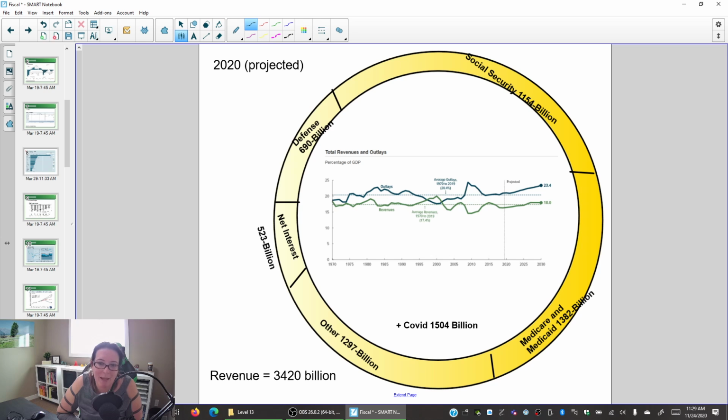Then you add to that Medicare and Medicaid. This is what the federal government is spending on healthcare at about 1.4 trillion. So 1.2 trillion plus 1.4 trillion, we're at 2.6 trillion out of 3.4 in revenue. So the challenge that the US government has is that Social Security, Medicare, and Medicaid have become so costly, and they're not discretionary, they're locked in, that it's very hard to balance the budget. Defense spending is currently at $690 billion. This is actually an increase over the last couple of years.